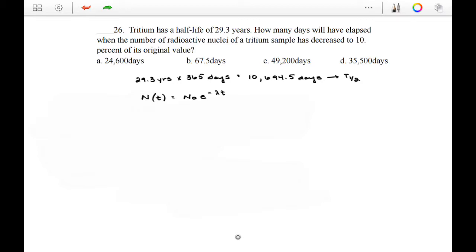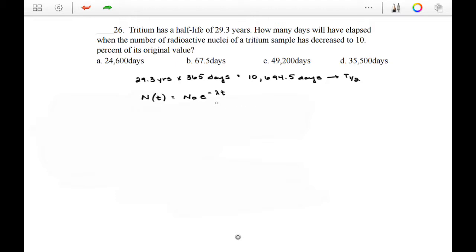But the first thing that we want to do is get all of our units the same. So that means that if we're ultimately looking for days in our answer, we want to convert the known half-life of 29.3 years to days. So that's what I've already done here. I have 29.3 years times 365 days is equal to 10,694.5 days.